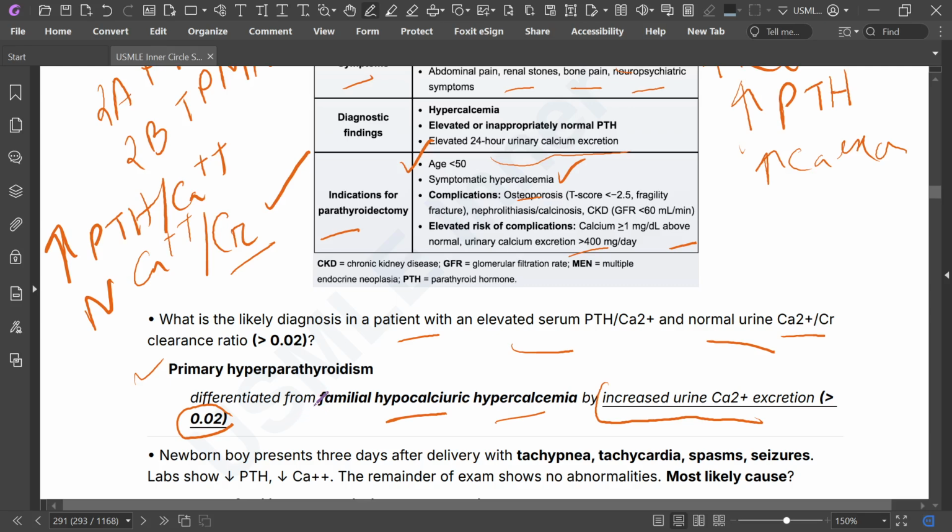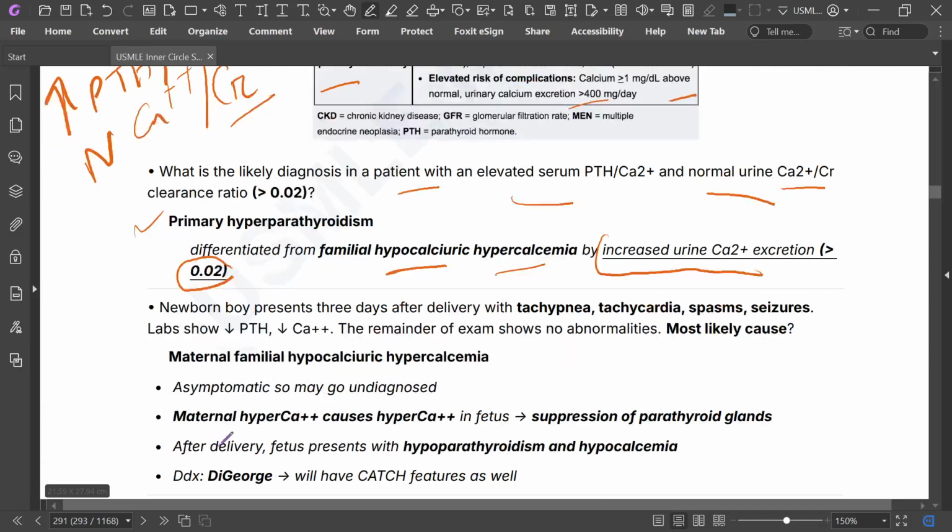A newborn boy presents 3 days after delivery with tachypnea, tachycardia, spasm, seizure. Labs show low PTH and low calcium. The remainder of the examination is normal. The most likely diagnosis is maternal familial hypocalciuric hypercalcemia. It is asymptomatic, so may go undiagnosed, and maternal hypercalcemia causes hypercalcemia in the fetus and suppression of the parathyroid gland.